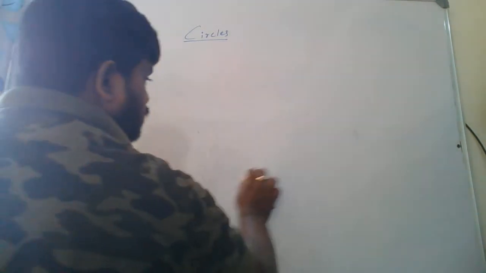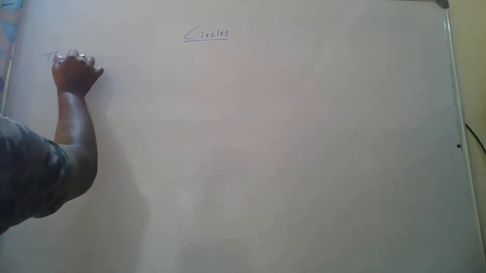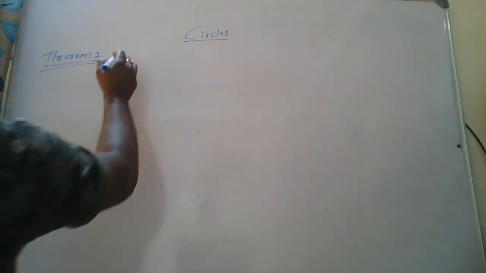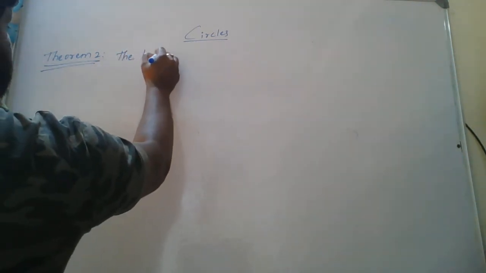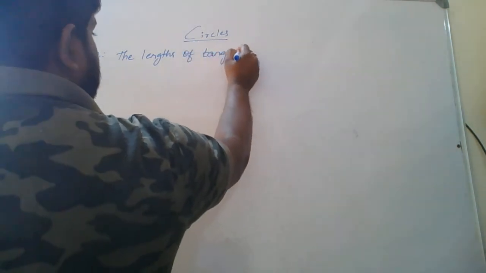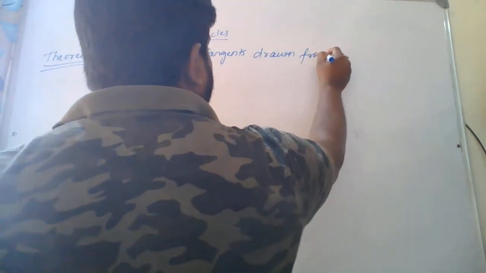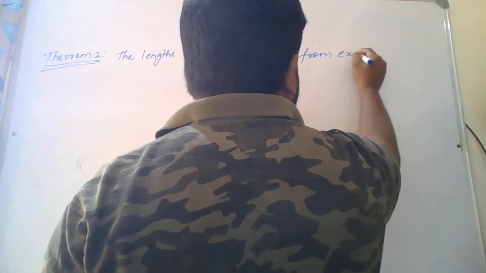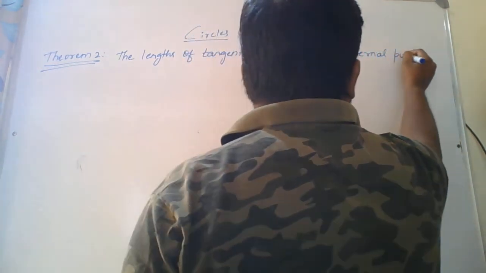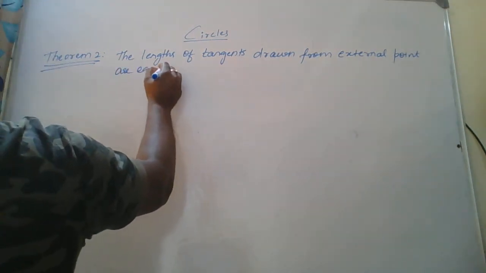So let's take the theorem 2. What is the theorem? The lengths of tangents drawn from a point outside the circle, that is known as an external point, drawn from an external point are equal. Very, very, very important.